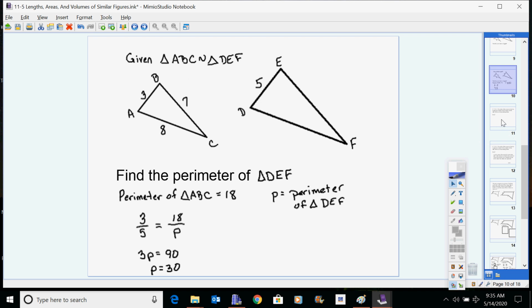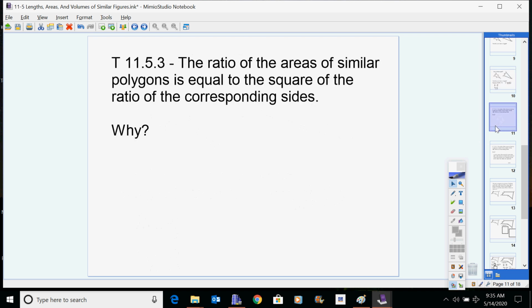Now, what we also need to consider is there is something a little different going on with areas. The ratio of the areas is equal to the square of the ratio for the corresponding sides. Notice that this is different. It's a square of the ratios. Let's think about why. The reason that the ratio of the areas is equal to the square of the ratio is the sides.